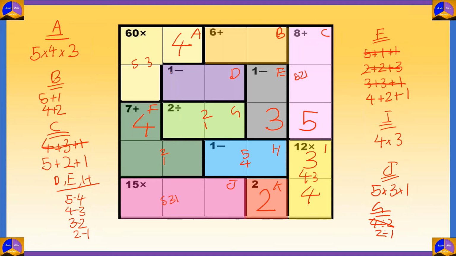Now, let's look at cage B. The options are 5 plus 1 and 4 plus 2. If we use the option 4 plus 2, then it would repeat 4 in the same row. So, we'll use the option 5 plus 1. We don't know the places, so we write it in the middle.